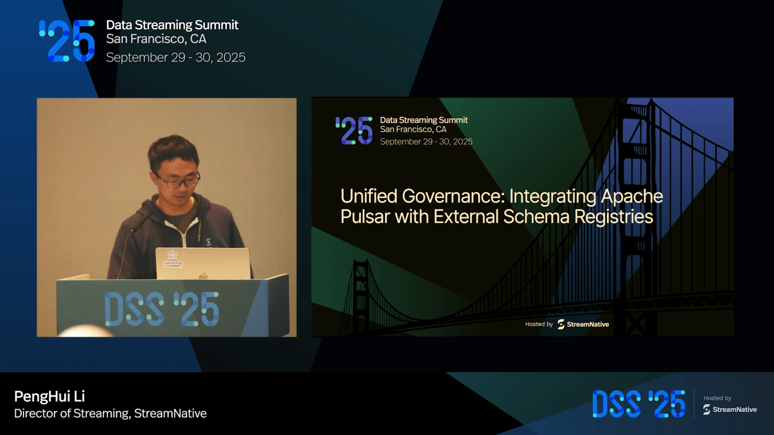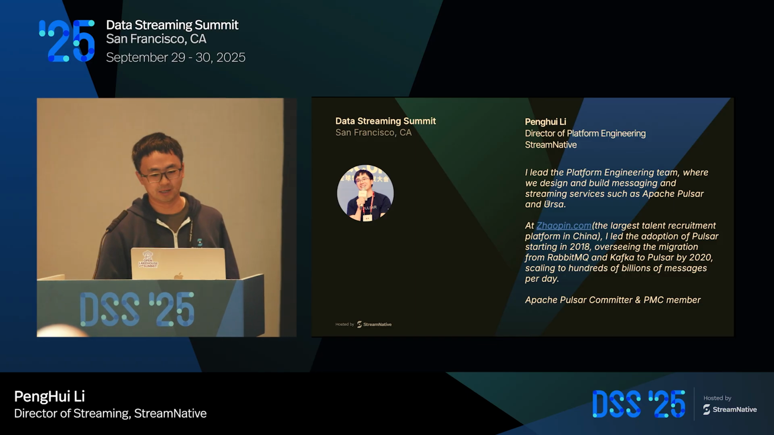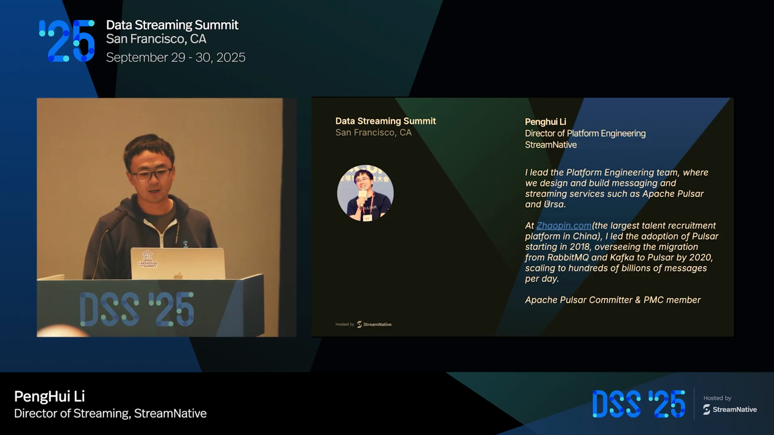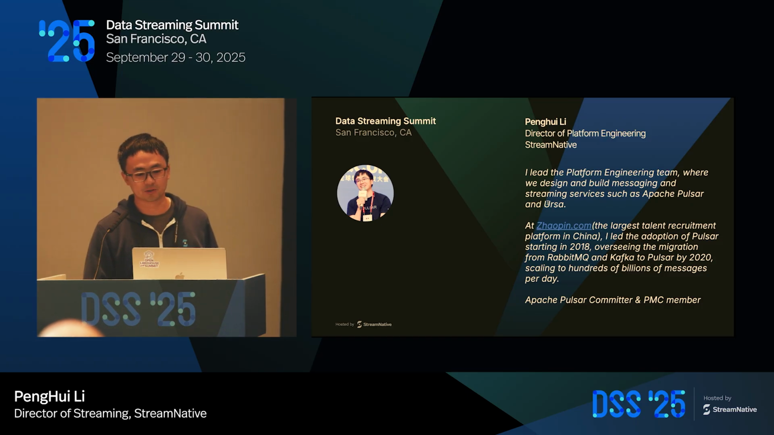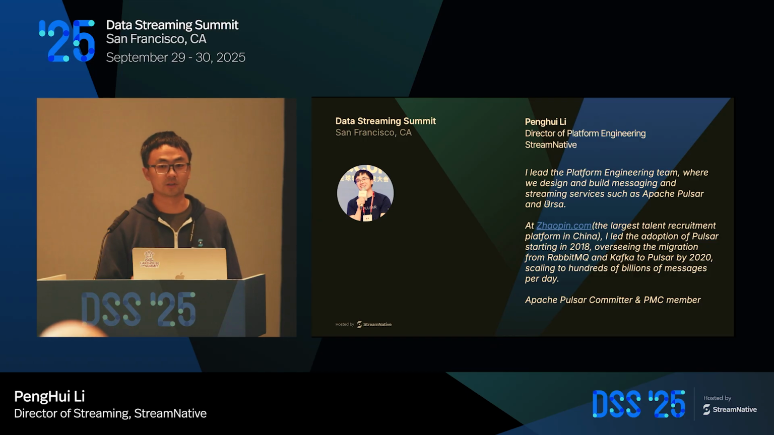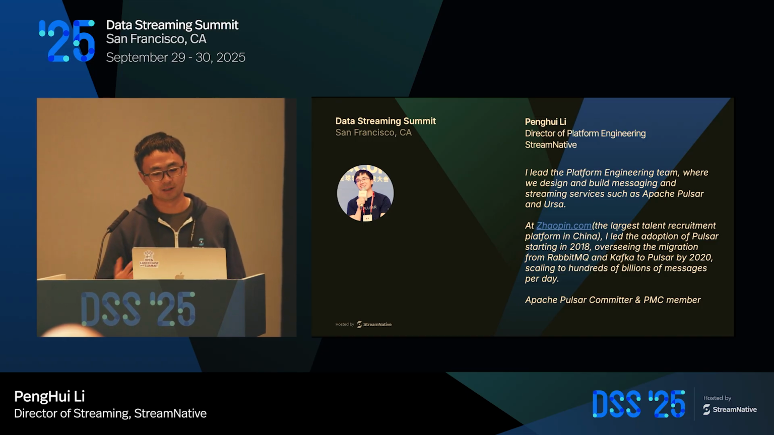My name is Penghui. I'm the director of platform engineering at StreamNative, and I lead the platform engineering team. We design and build messaging and streaming services such as Apache Pulsar and Ursa. We also work in the open source community, collaborating with many contributors around the world.